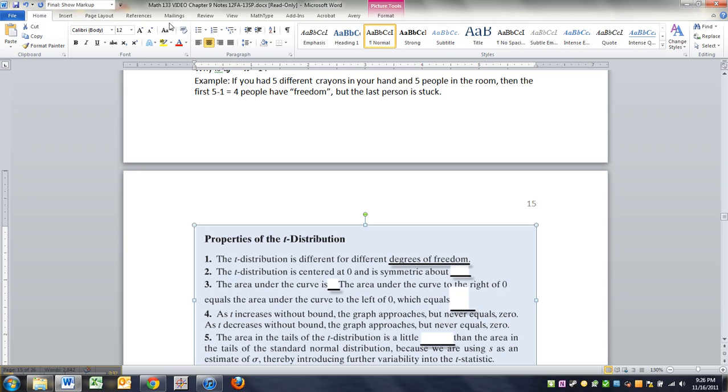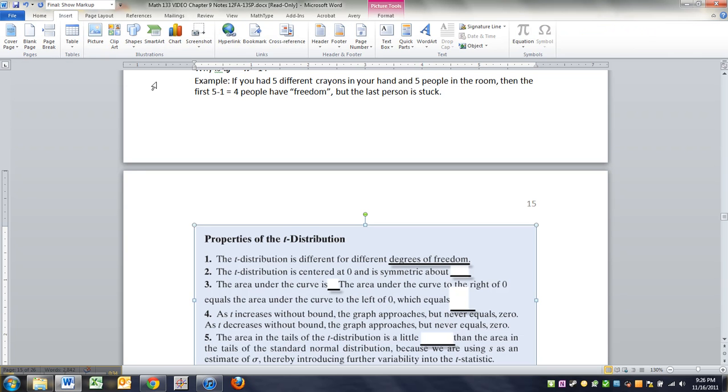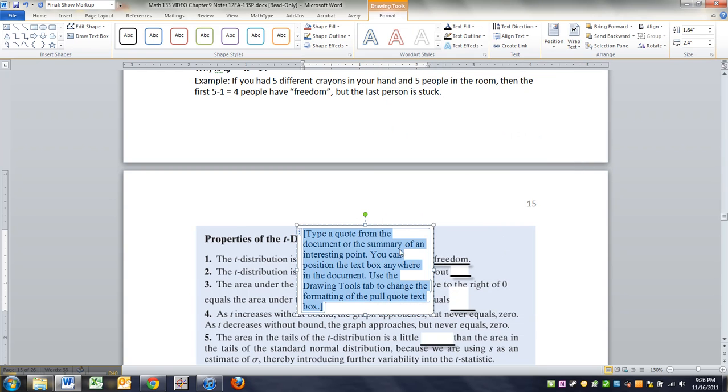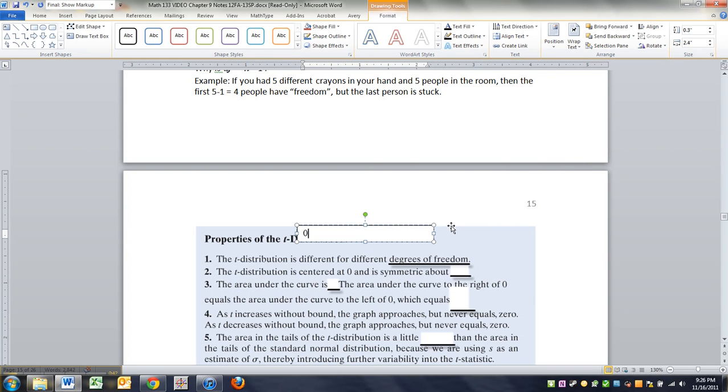Oops, I don't have an ability to insert a text box there. Let me try this. There you go. 0. Okay. So they're centered around 0. 0 is the line of symmetry. Right there. Okay. All right.